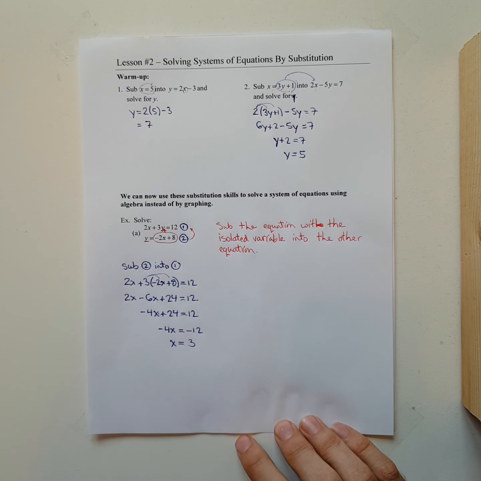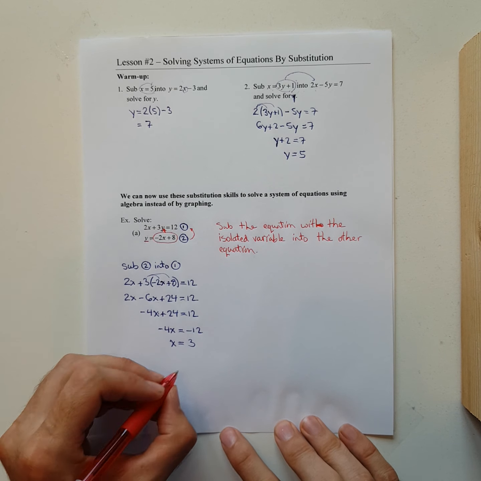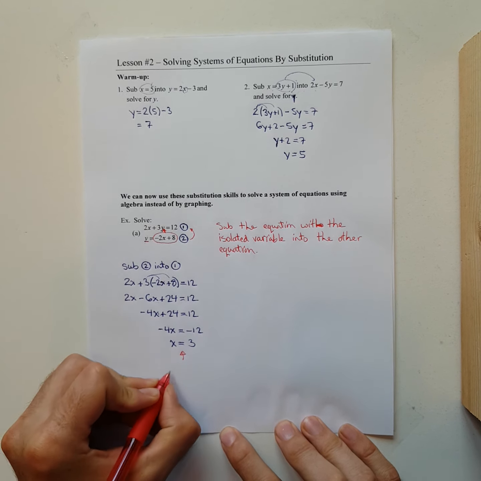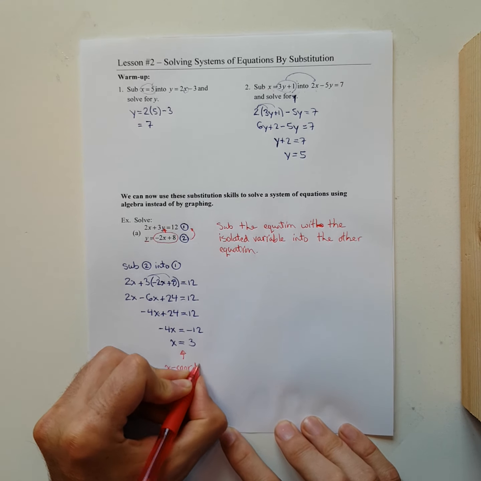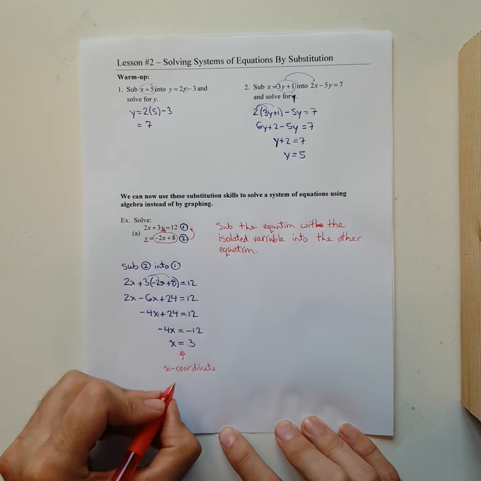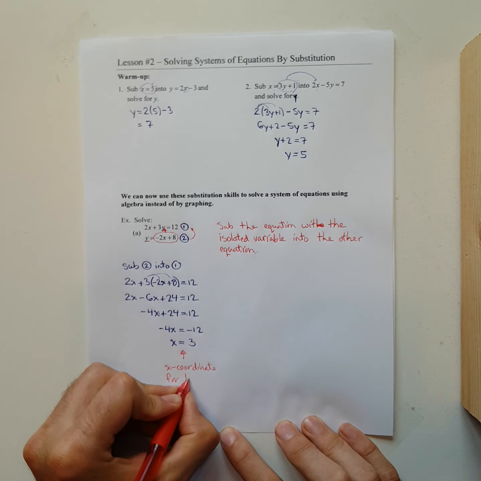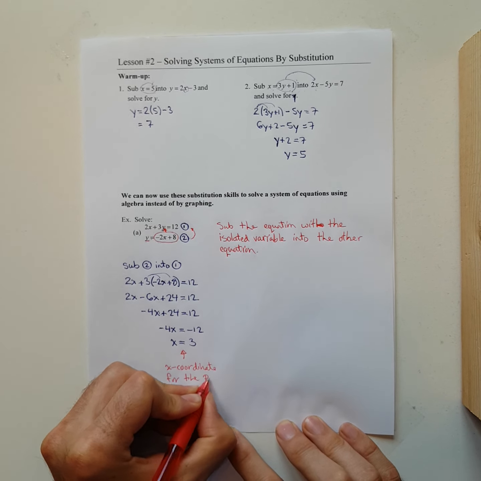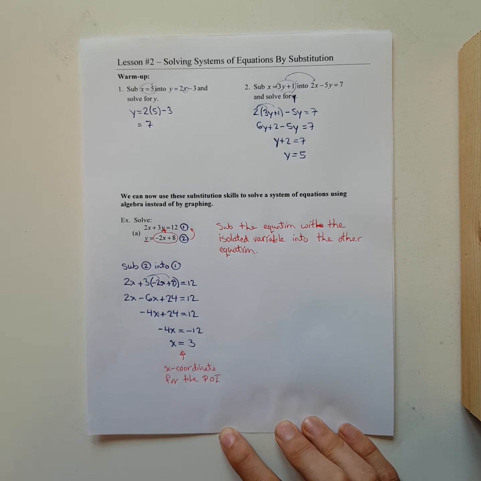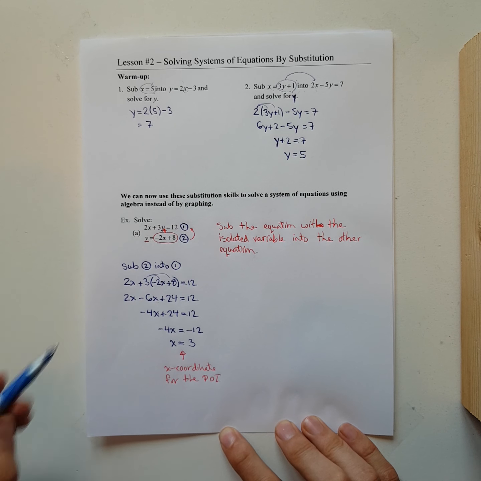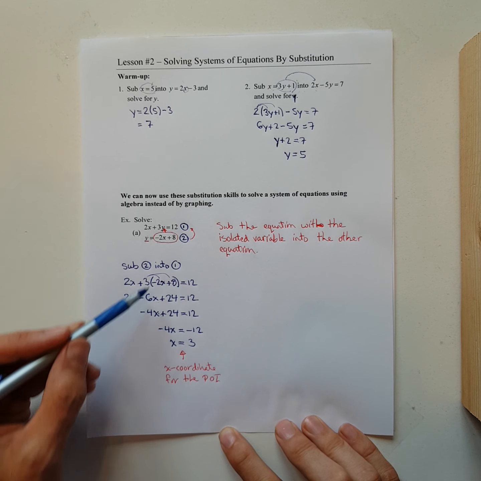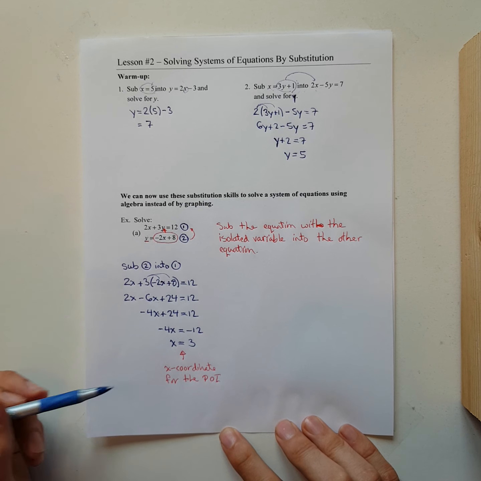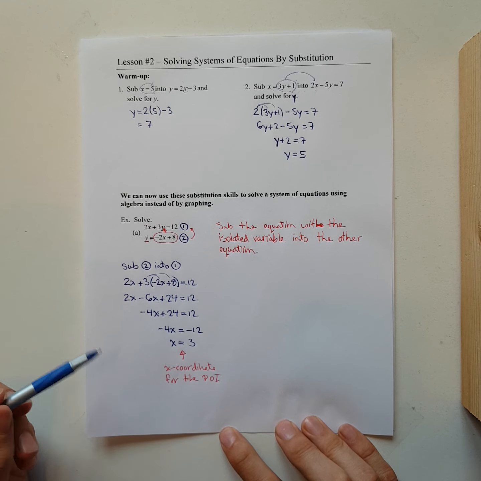By doing that, we have solved for the x coordinate. We actually just found out the x coordinate for the point of intersection. So we actually have half of where these two lines are crossing. By substituting algebraically the one line into the other, we actually are able to solve for the x coordinate or the y coordinate for that point of intersection.